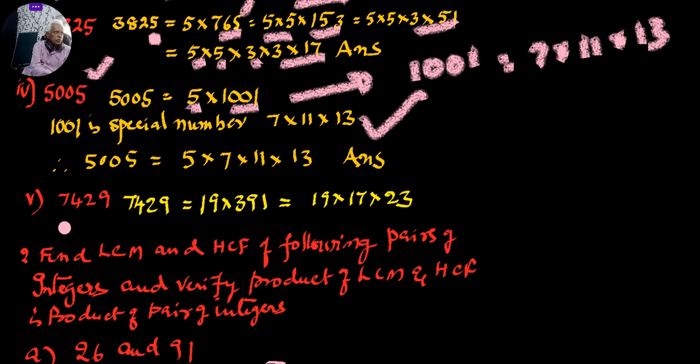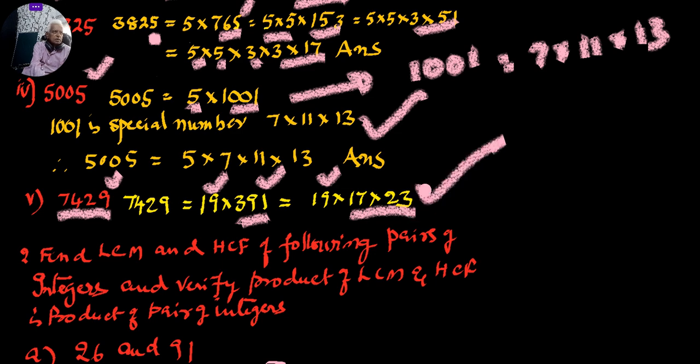So 7429, next number. Because there is 9, we should try with either 3 or 19 or 9 or something. 7 also you should start with, but it clicked with 19. 7429 is 19 times 391. And 391 is 17 times 23. This is the answer.